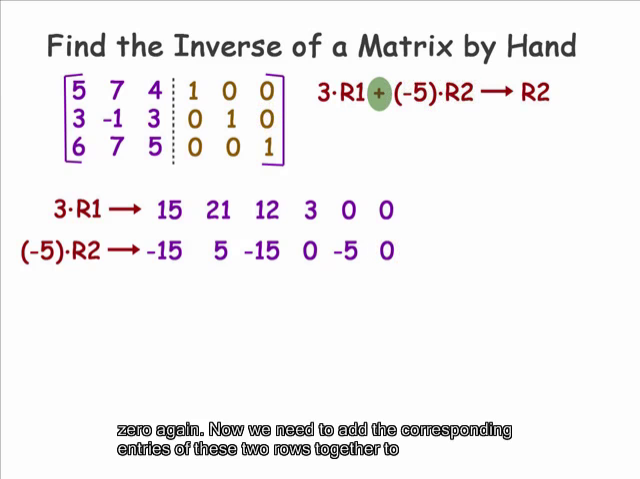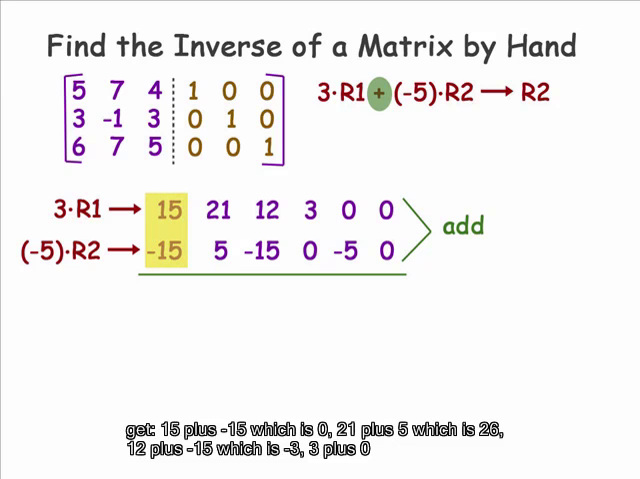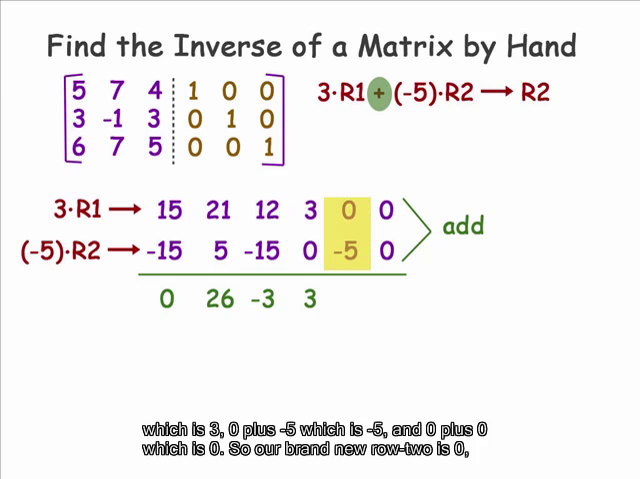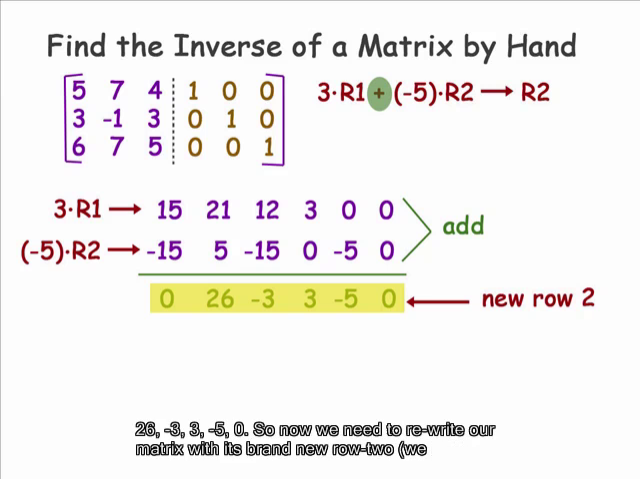Now we need to add the corresponding entries of these two rows together to get 15 plus -15, which is 0, 21 plus 5, which is 26, 12 plus -15, which is -3, 3 plus 0, which is 3, 0 plus -5, which is -5, and 0 plus 0, which is 0. So our brand new row 2 is 0, 26, -3, 3, -5, 0.